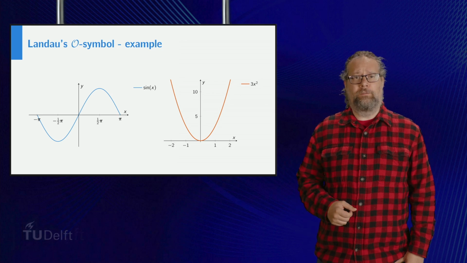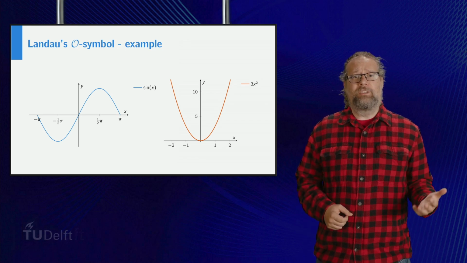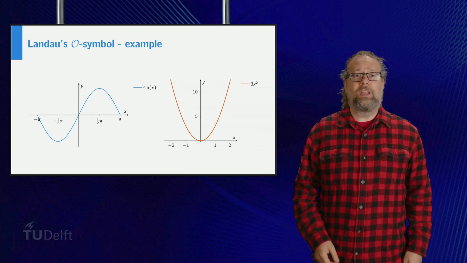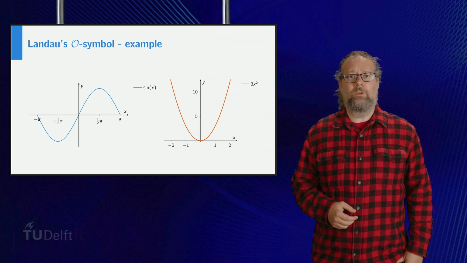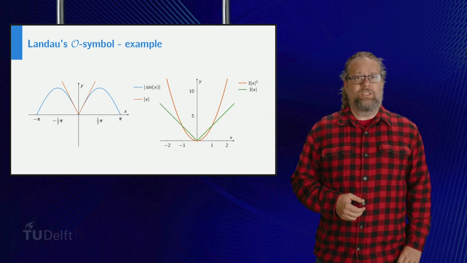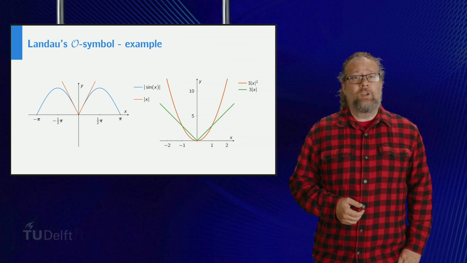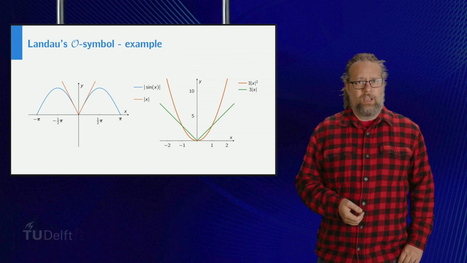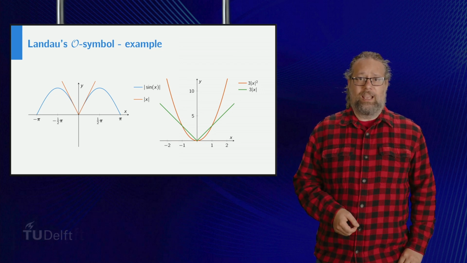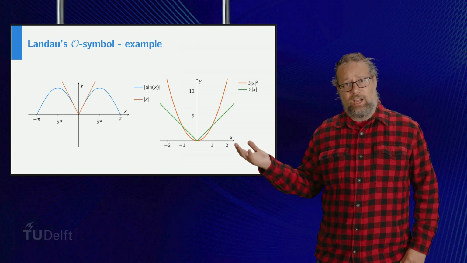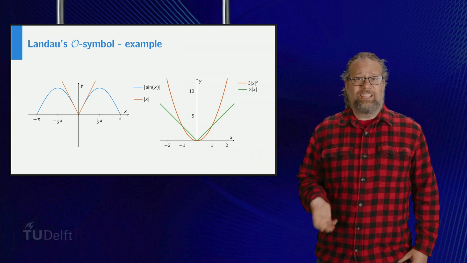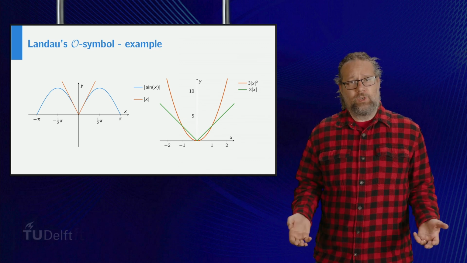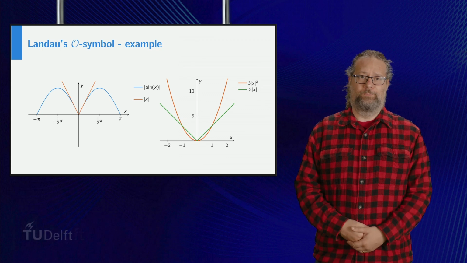Observe the functions in the figures. On the left, we have the sine of x. On the right, we have 3x squared. Now let's look at these functions in absolute value near zero. We can see that near zero, both functions in absolute value are less than another function. In the case of the sine, in absolute value, it is less than the absolute value of x. On the right side, 3x squared is less than 3 times the absolute value of x. We will say that both functions are of order x near zero.